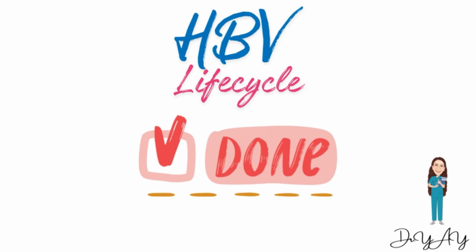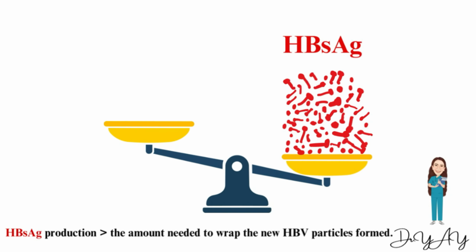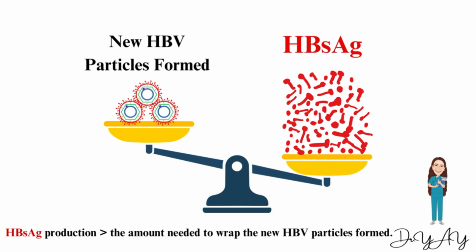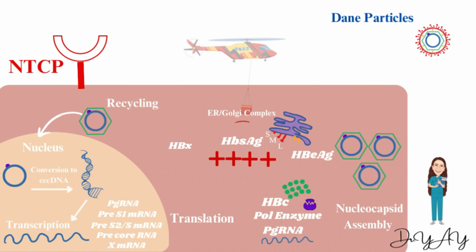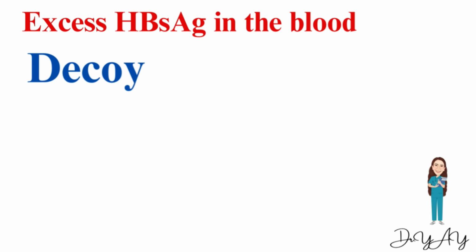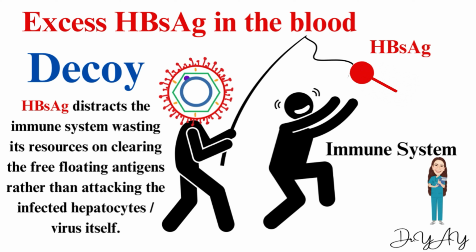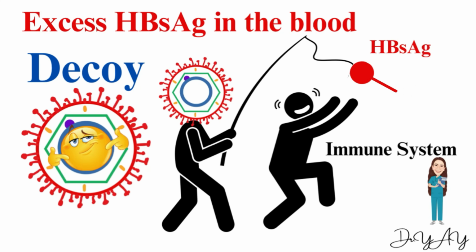Before we move on from the viral life cycle, I need you to know that the hepatitis B surface antigen production far exceeds the amounts needed to wrap the newly formed viral particles. This excess amount is secreted into the bloodstream, acting as a decoy, meaning that these antigens distract the immune system, wasting its resources on clearing the free floating antigens rather than attacking the infected hepatocyte or the virus itself. Sounds like a clever strategy, right?